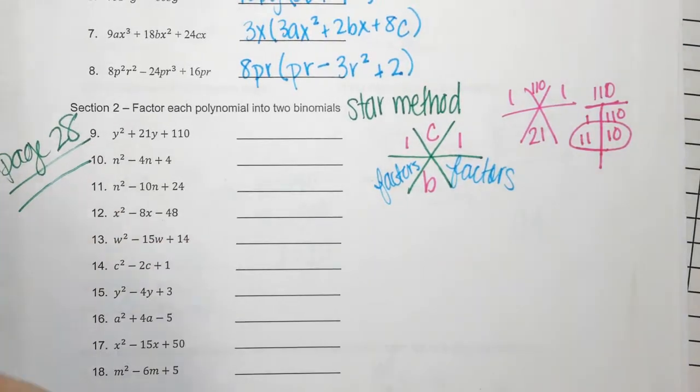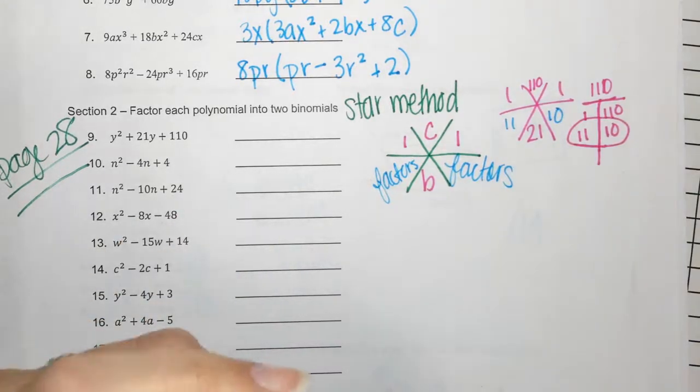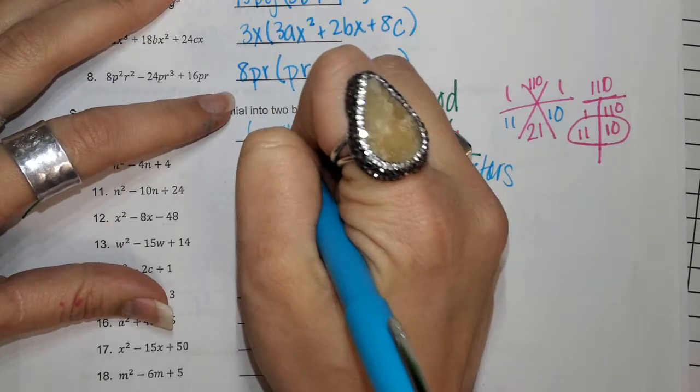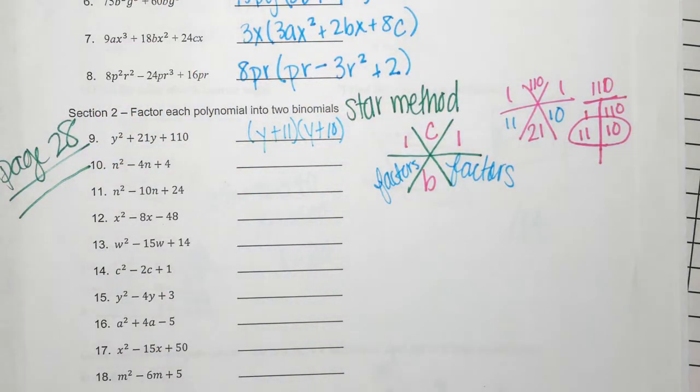Fantastic. And where do I put 11 and 10? Right beside 21. Now, how do I write it in my parentheses? y plus 11 and then y plus 10. Good. Take a point. Tori, you also get a point for answering.